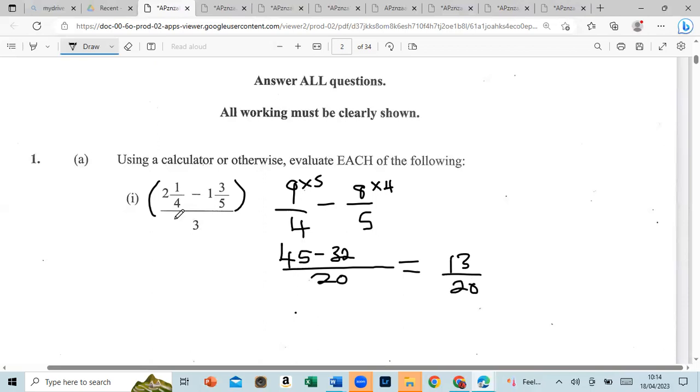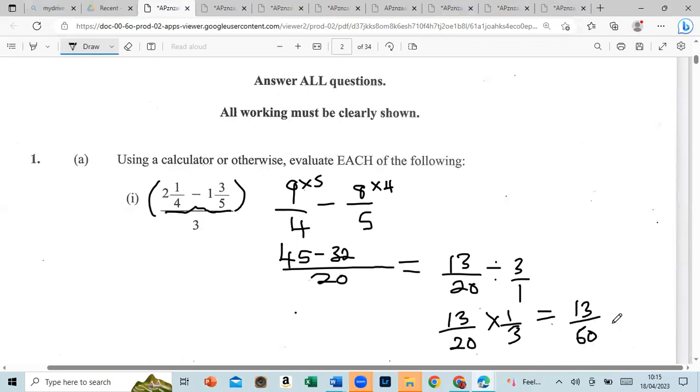This line means divide. But a student seems not to know that. Guys, we have to do better, all right? So we divide by 3. I'm just going to put it over 1 to make it more comfy. And then we say 13 over 20. When we are dividing, we change the division to multiplication and reciprocate. So 3 over 1 becomes 1 over 3. And then, as usual, when we are multiplying, we multiply numerator by numerator and denominator by denominator. So that leaves us with 13 over 60.